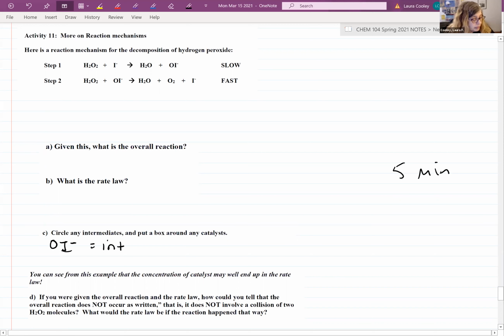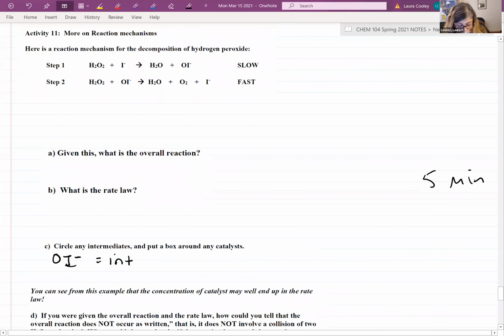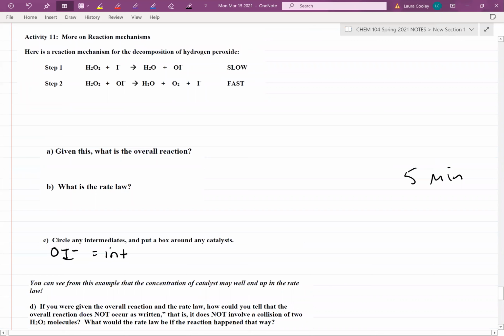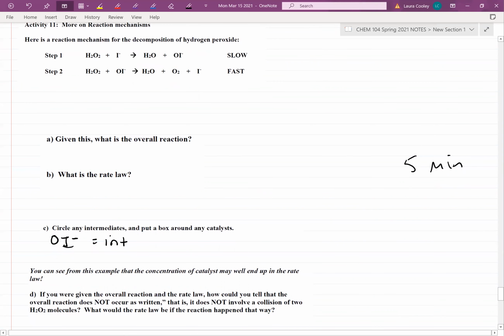All right, I didn't wait 5 minutes, but how's everybody doing with this? Any questions? I'm still not entirely sure what a catalyst is. It reappears. Yeah, catalysts are never used up. Catalysts help the reaction along, but they don't get consumed by the reaction because they're not reactants. They don't go away and form something else.